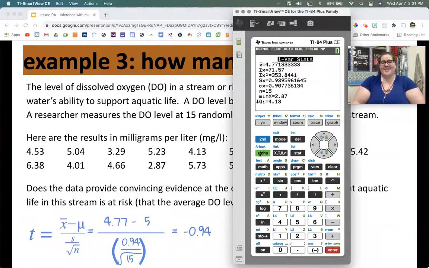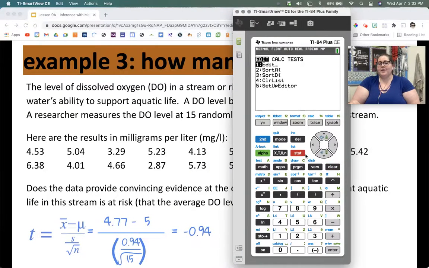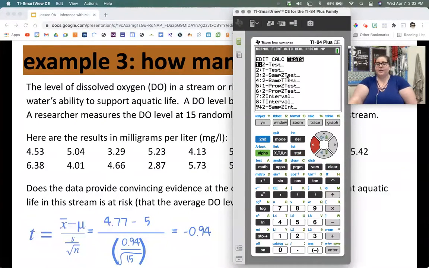Instead, we're going to use the calculator. The other way, you could use 1var stats to plug in the numbers for the formula. The other thing that you could do, though, is when you go to your stat test menu to actually run the test through the calculator, it actually gives you those values as part of it. So stat and then tests. And this one, we're going to do a t-test.